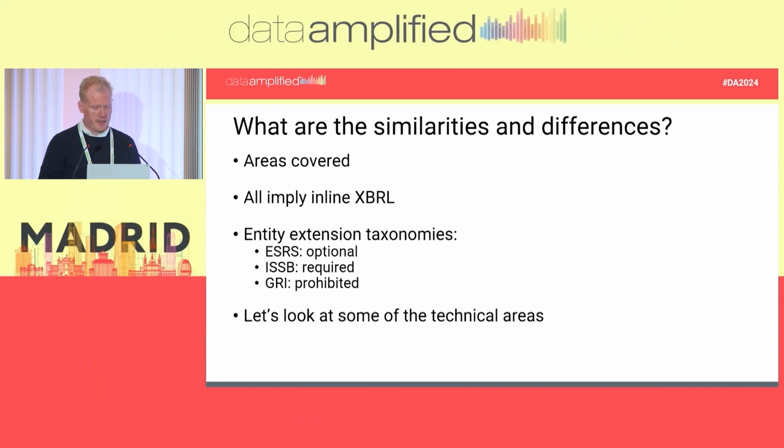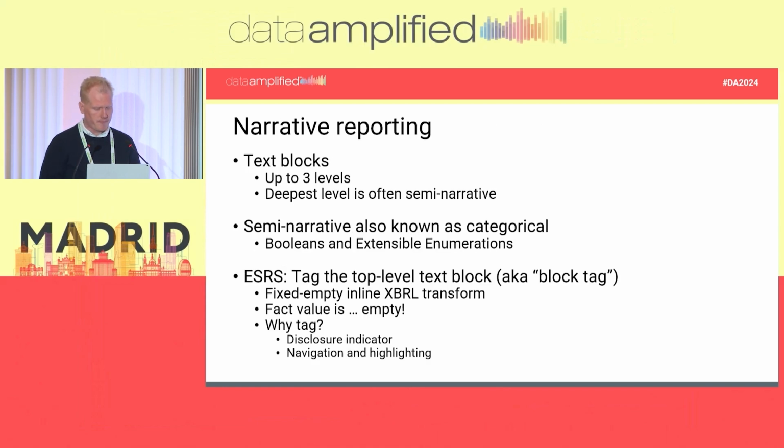So I'm going to look at some of the technical areas of differences and similarities. I should stress there's more similarities than differences. It's better for me to pick on the differences or the things that people think are different and aren't. If we take emissions, they all collect Scope 1, Scope 2, Scope 3 emissions. They're all numeric facts. They all use tons of CO2 equivalent from the unit type registry. So let's get started and look at narrative reporting.